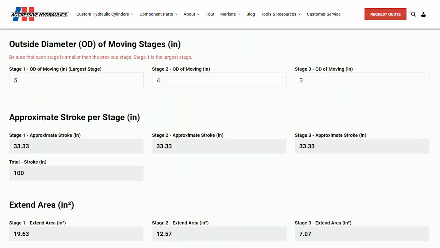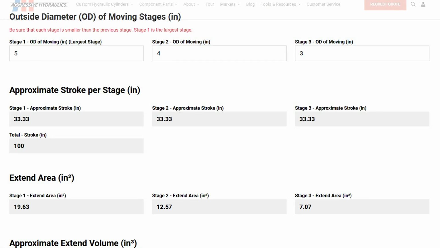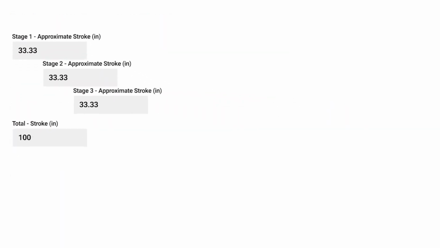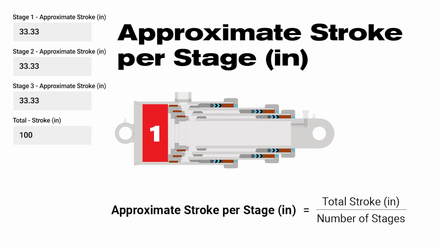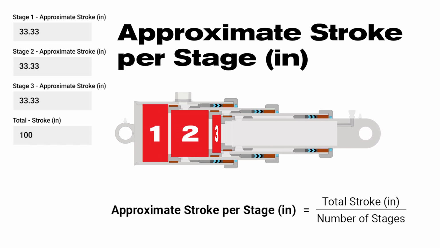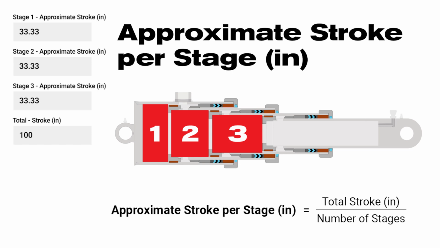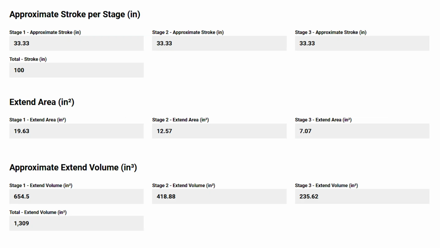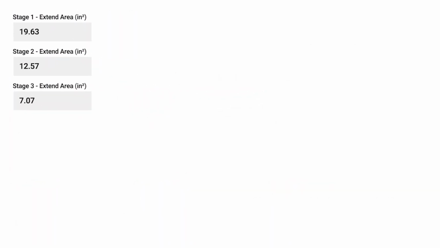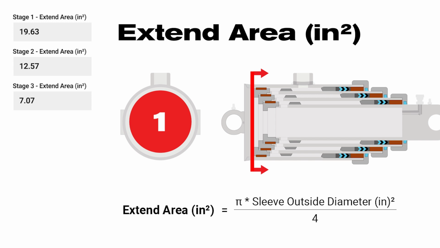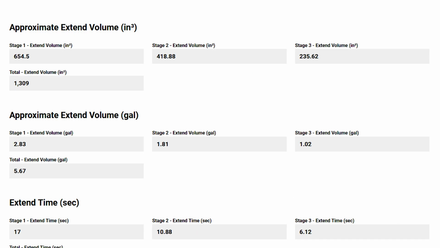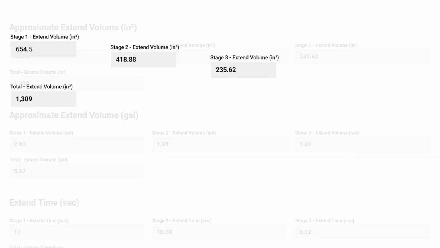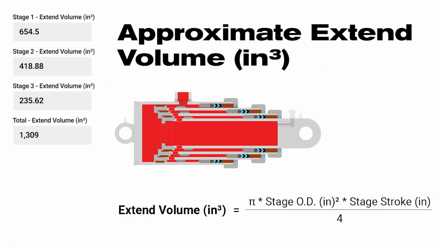Let's review these generated calculations based on the inputs the user provided. Approximate stroke per stage, measured in inches. These values are generated by dividing the total stroke by the number of stages. The values are approximate. Actual cylinder design may affect the dimensions. Extend area, measured in square inches. This area is based on the outside diameter of the moving stage. Approximate extend volume, measured in cubic inches and gallons. This is the volume of fluid required to extend each stage the full stroke.